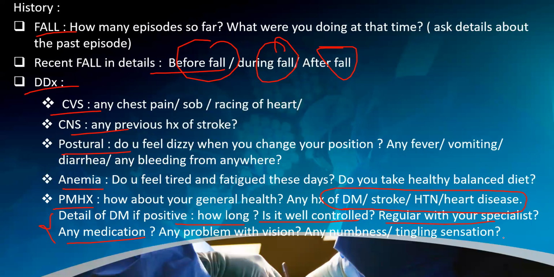When was the last time you had your blood test checkup to see your diabetic control? And do you know your recent HbA1c? Do you have any complications of diabetes, like any trouble with your vision, any numbness, tingling sensation, or loss of sensation in your foot? All these things need to be asked. Very, very important. And in this case, you might find out the patient's diabetes is not well controlled, and he has difficulty with vision, and also having difficulty with sensation in the lower leg or feet.